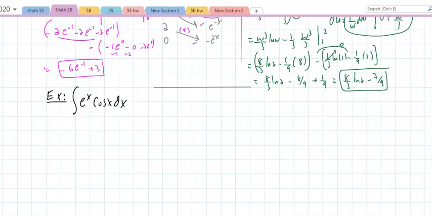Two more examples to go. One of them I'm making up. And this is a very important application. You wouldn't see the application until you take Math 55. That's all over the place.